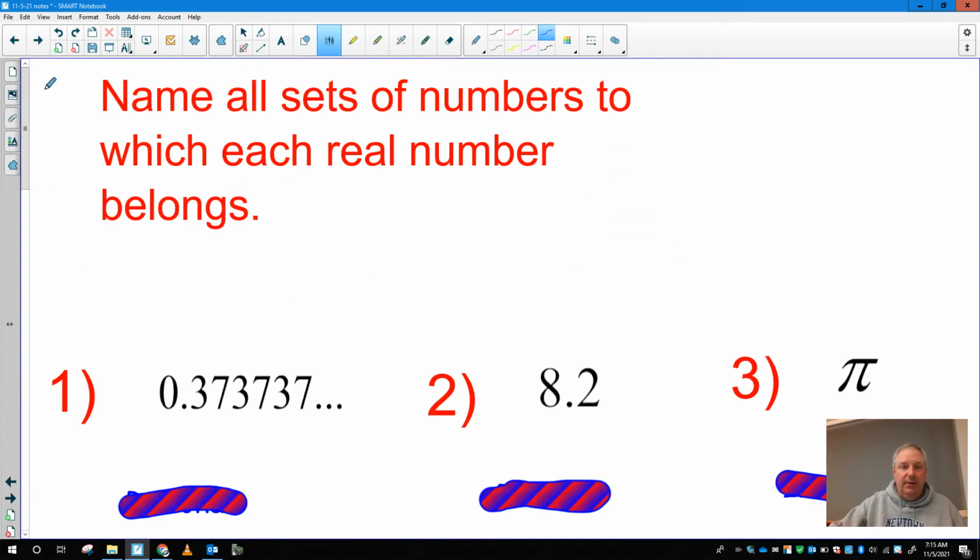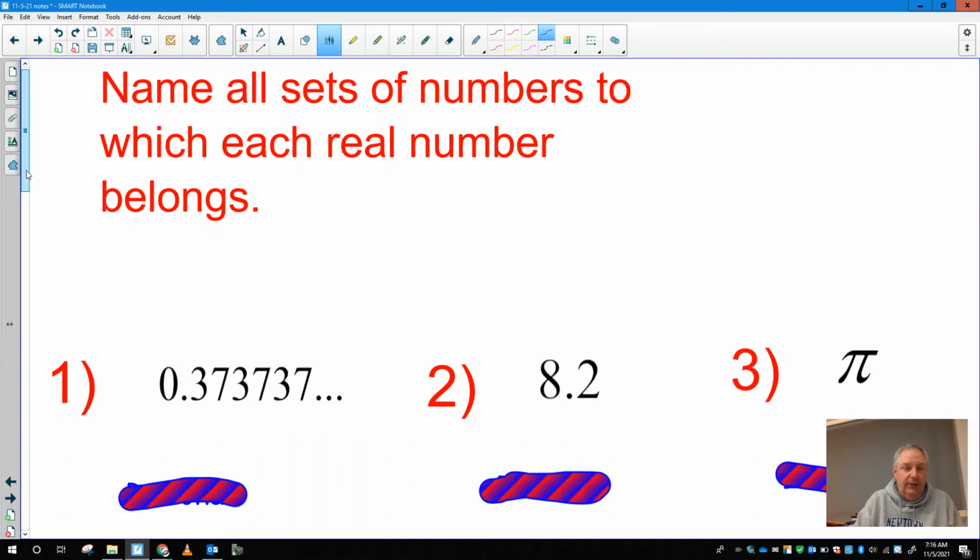If you flip over to the back, there are 10 numbers listed there. The directions say name all sets of numbers to which each number belongs. You can abbreviate: use W for whole, INT for integer, RAT for rational, and IRR for irrational. Pause the video and then go ahead and try those 10 on your own.